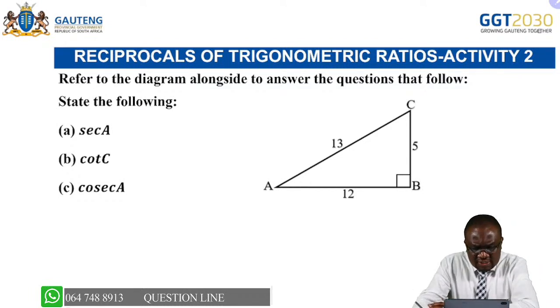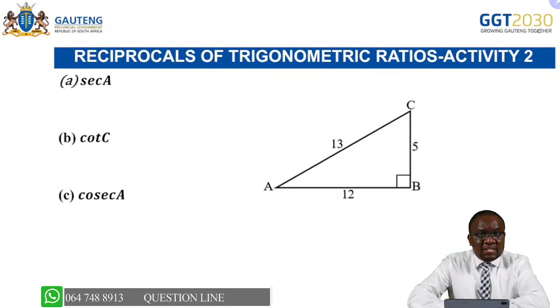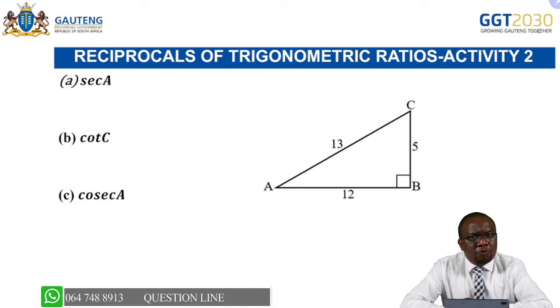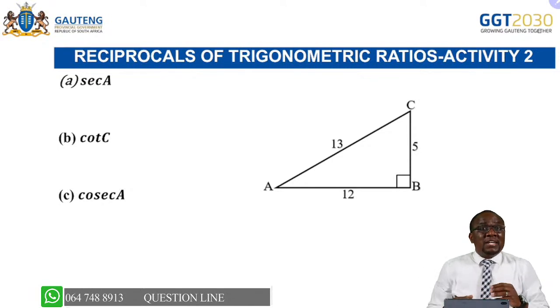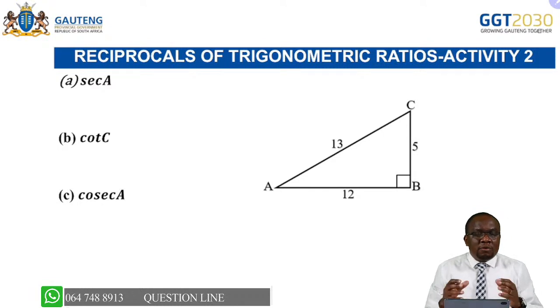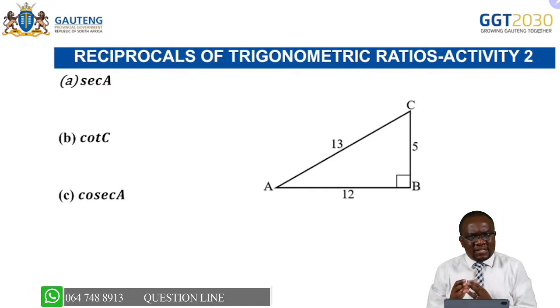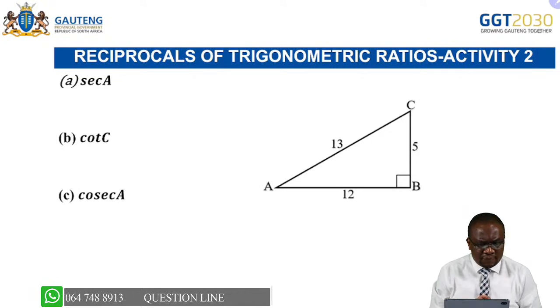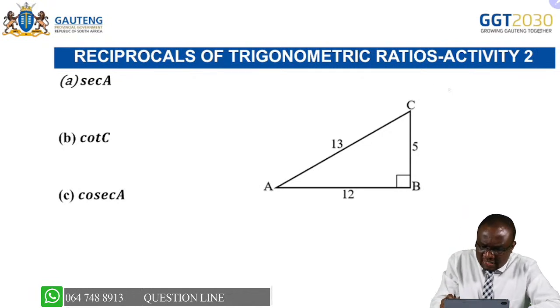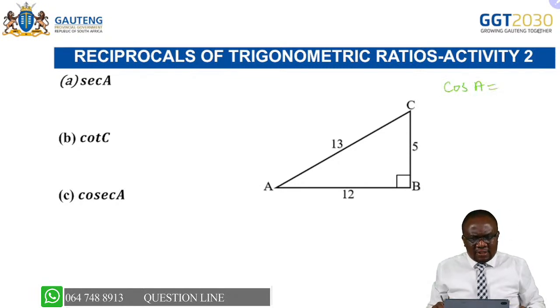Right, and then sec A. Okay, as I'm explaining, I'm going to be revisiting the basic concepts. Right, sec A is the reciprocal of which trigonometric ratio? Ask yourself that question. Sec A is the reciprocal of cos A, cosine of angle A. And then we now know that cosine of angle A is adjacent side over hypotenuse. Remember that. So let me just write it by the side here. Cos A is going to be adjacent side over hypotenuse.